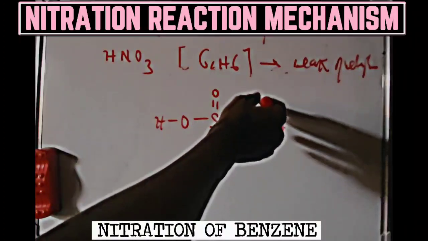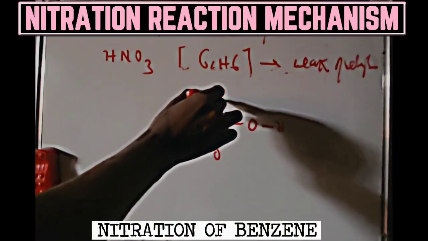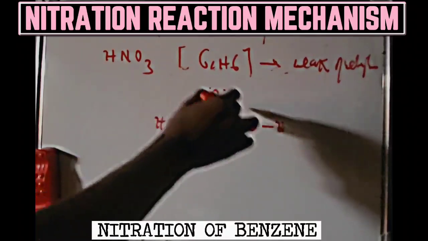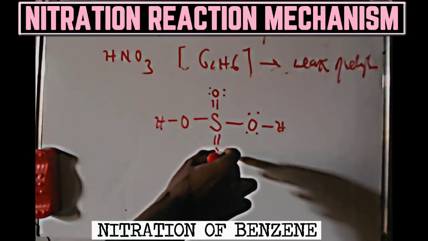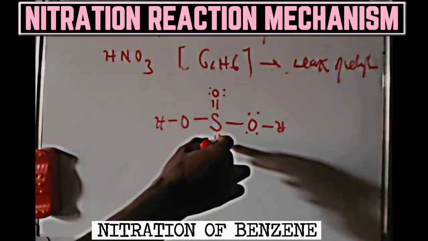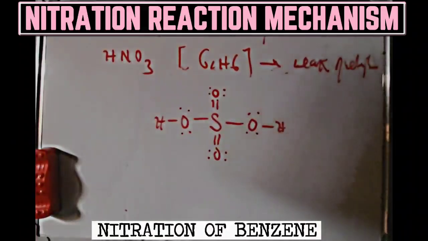Now we can provide the electron dot structures. Oxygen has a valency of 6, so we have 1, 2, 3, 4, 5, 6 around each oxygen. So this is sulfuric acid.